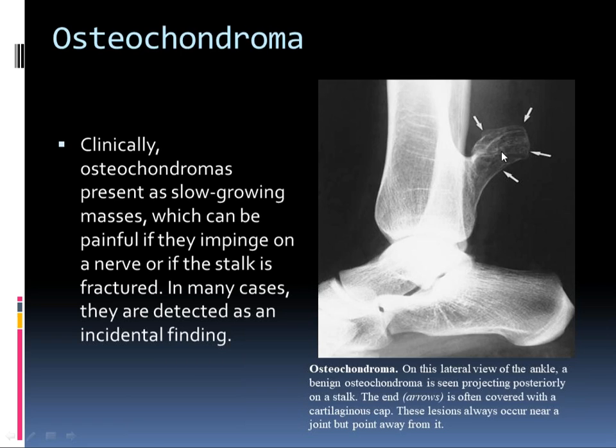In many cases, they are detected as an incidental finding, as I told you. These two bone tumors are very commonly seen as incidental findings: if you take an X-ray for one thing, you will see another thing like this, especially osteochondromas as well as bone cysts, these two.